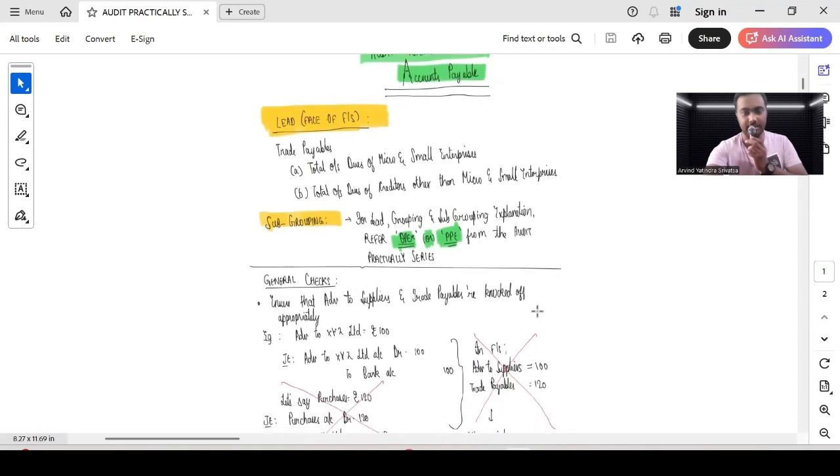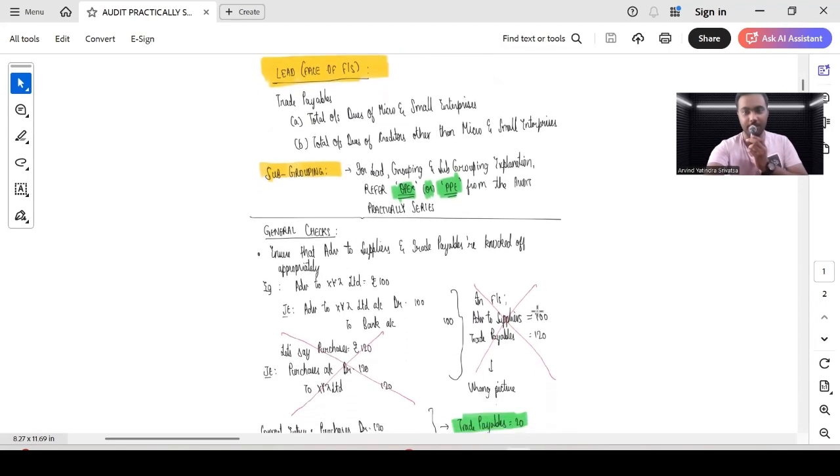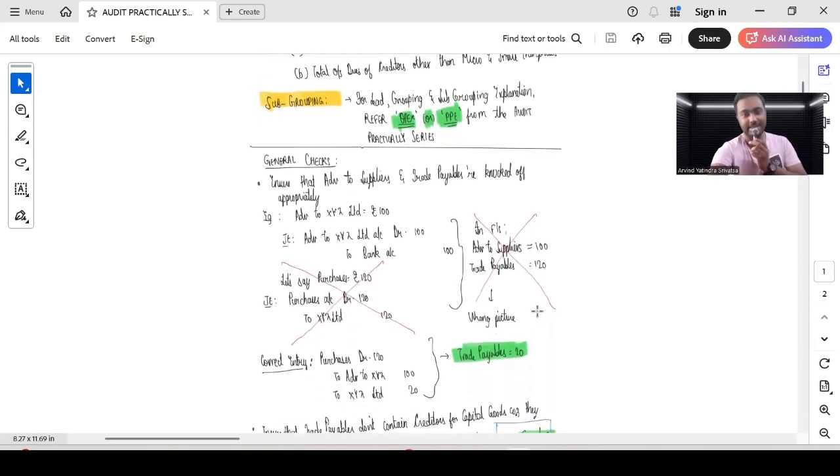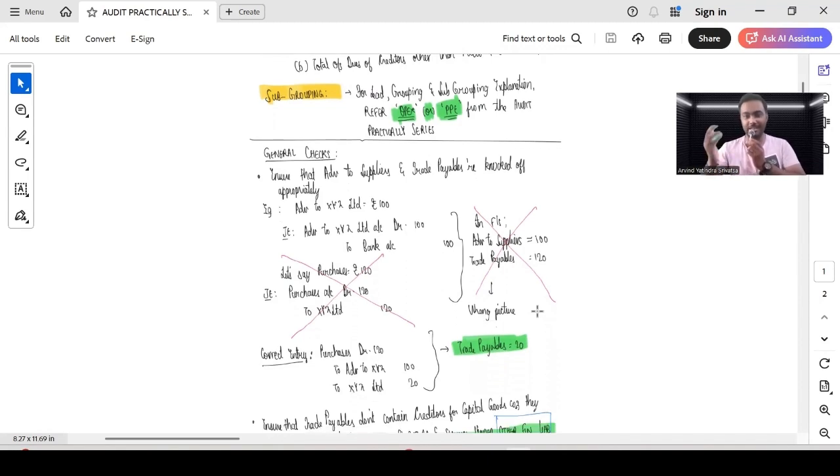There are some general checks you need to do in accounts payable, guys. First, before that, let's understand what accounts payable are. Accounts payable are basically the creditors which you studied in accounts, guys. When you purchase goods or avail services from a creditor, they are your accounts payable. And when payment to them is due as on the balance sheet date, they are regarded as accounts payable, guys. It's as simple as that.